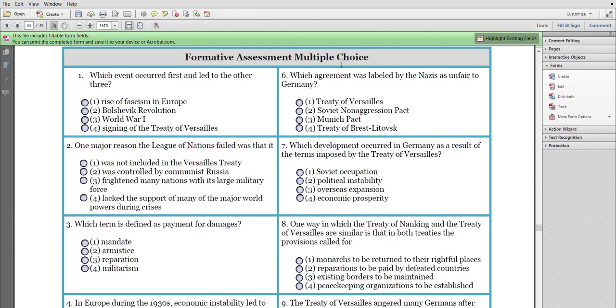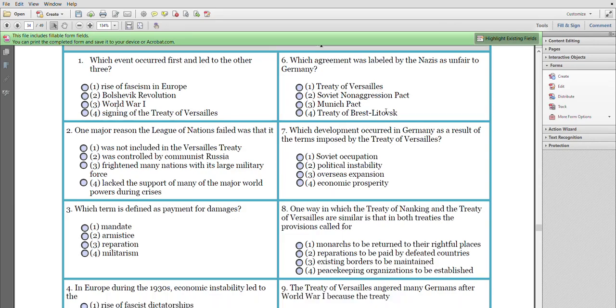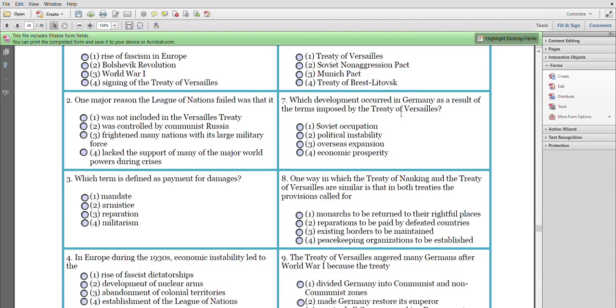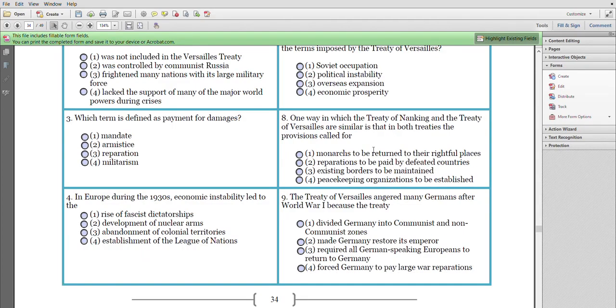We go up to question 6. Which agreement was labeled by the Nazis as unfair to Germany? The Treaty of Versailles, the Soviet Non-Aggression Pact, the Munich Pact, the Treaty of Brest-Litovsk. Sorry about my East German accent, doesn't work too well. Which development occurred in Germany as a result of the terms imposed by the Treaty of Versailles? Soviet occupation, political instability, overseas expansion, or economic prosperity?